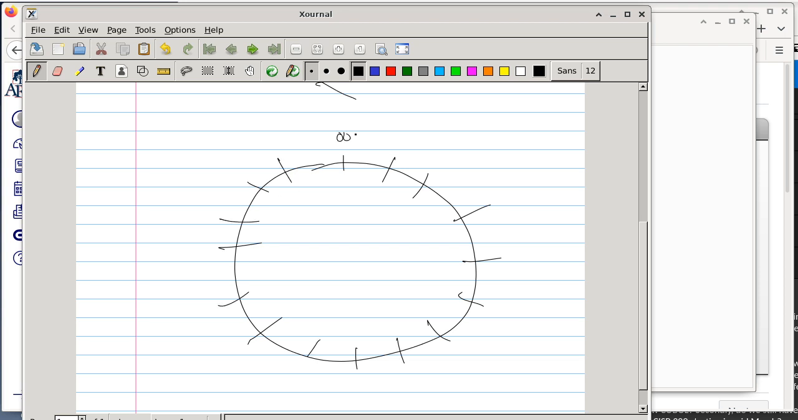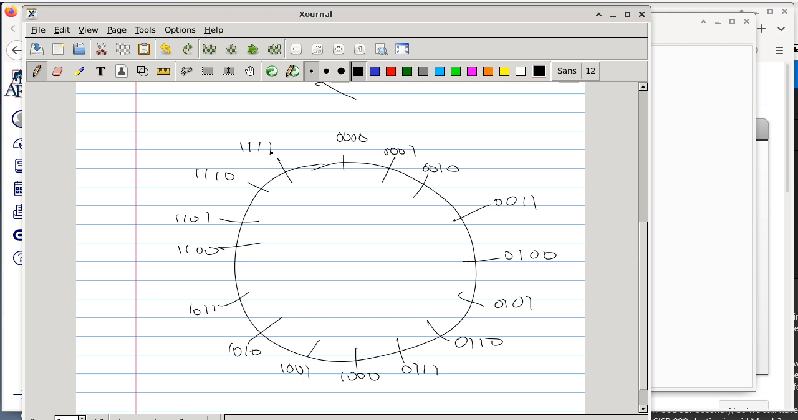So we got 0000 here, 0001, 0010. I'm just counting in base 2. 0011, 0100, 0101, 0110, 0111, 1000, 1001, 1010, 1011, 1100, 1101, 1110, 1111. OK, so I just counted all the bit patterns when I only have 4 bits.